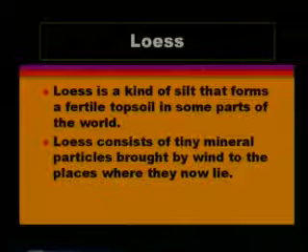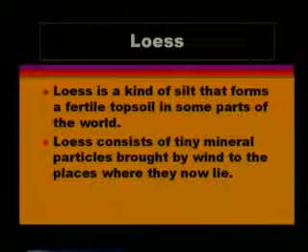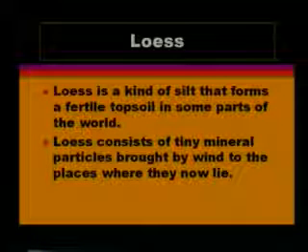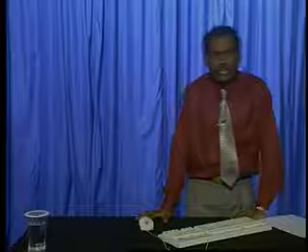Loess is a kind of silt that forms a fertile topsoil in some parts of the world, and loess consists of tiny mineral particles brought by wind to the places where they now lie. Loess is a depositional landform created by wind. It contains mineral particles which are finer than the sand found in other sand dunes, and such regions can be seen in the central and northwestern parts of the United States, in the central and eastern part of Europe, and also in the eastern part of China. So loess can be seen in different places, and especially the finer particles contain minerals which are typical for erosion and transportation by wind.